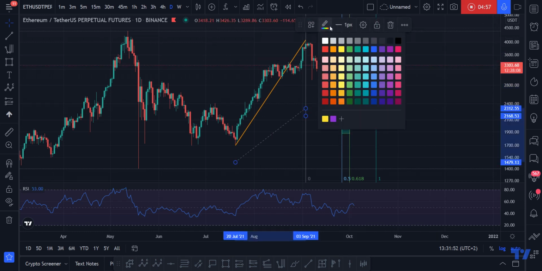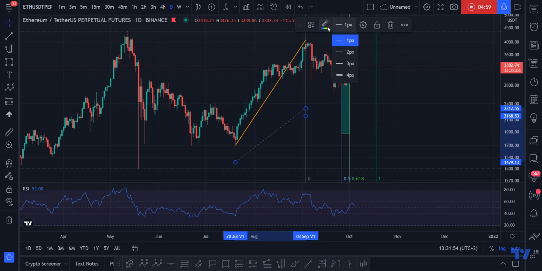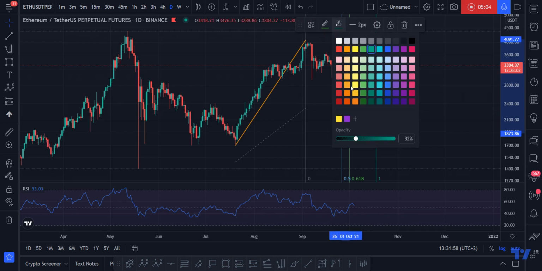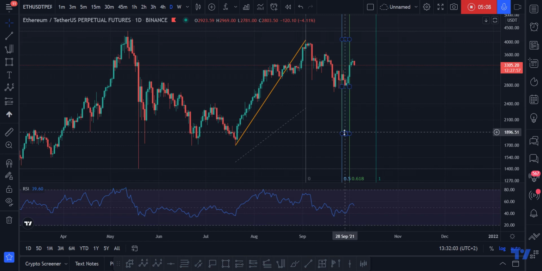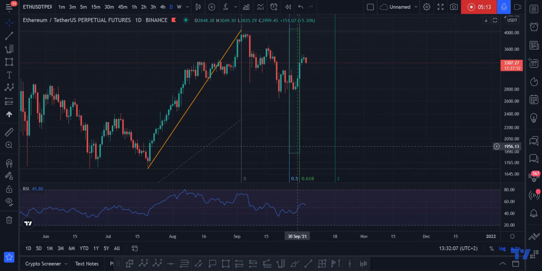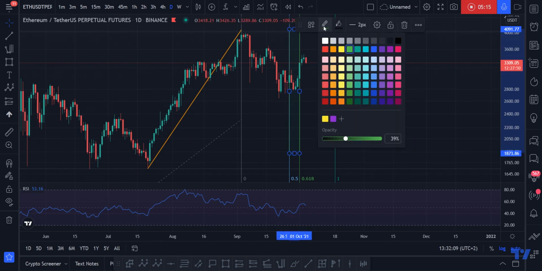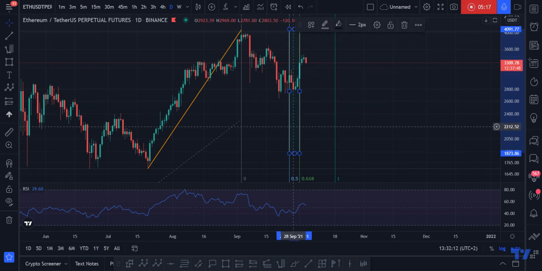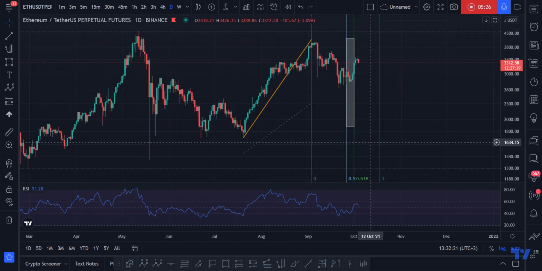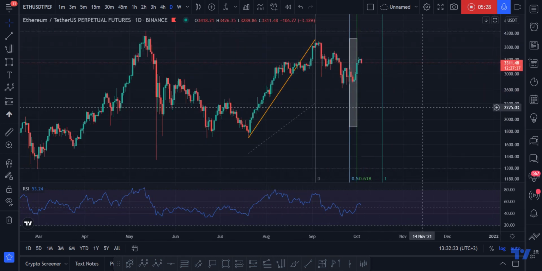Come on, background. I'm not using this that often, and I have too many lines at the moment. Okay, we got it clear right now.